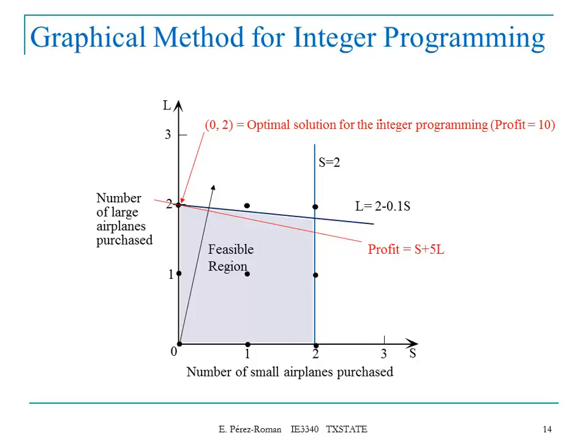It's no longer this point. This is the optimal solution for the linear program. But for integer solutions, in this particular case, this is the last point in which you touch a solution where both of your decision variables are integers. So the optimal solution for our problem is buying 0 small airplanes and 2 large airplanes. That will give you a profit of 10 million per year.